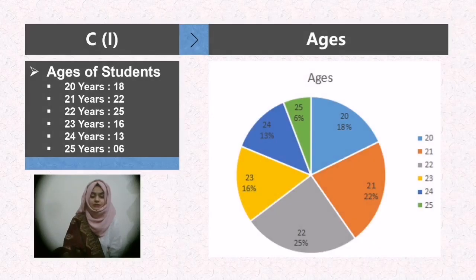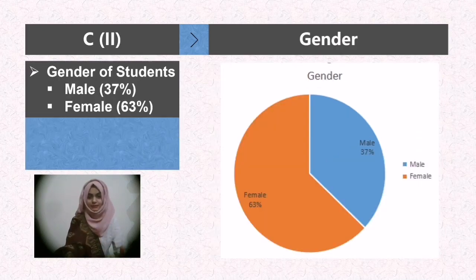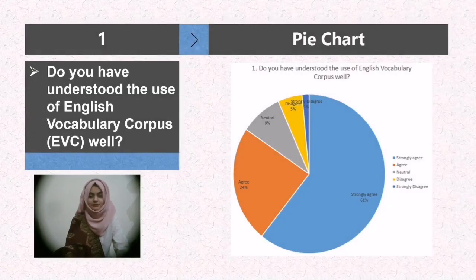Moving towards their ages, as I've already told you, their ages were between 20 to 25 years old. 37% were male and 63% were female participants in this study. This is basically a pie chart.